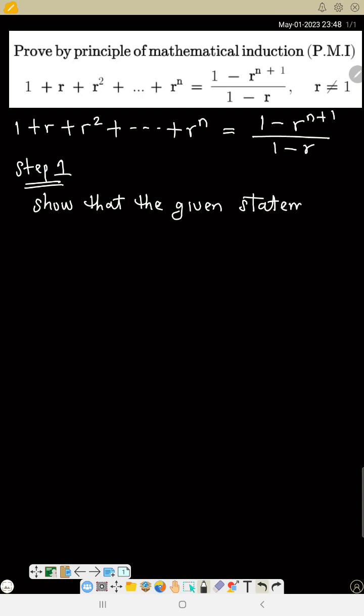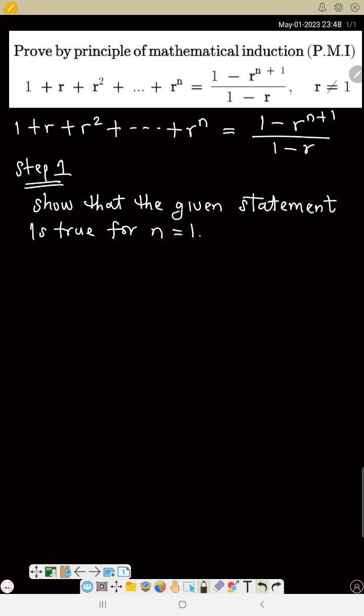So to prove this by the principle of mathematical induction, we have step 1. Show that the given statement is true for n equals to 1.